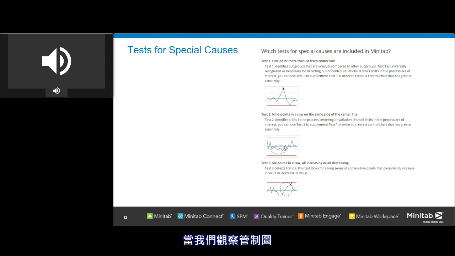Now, when we look at a control chart, we have what we call tests for special causes. These tests tell you when you say that there's an assignable cause on a process. The most common and most popular one is test 1. And I just took this snapshot out of Minitab Help.